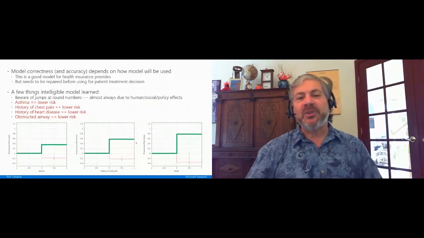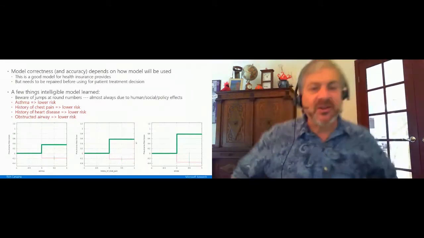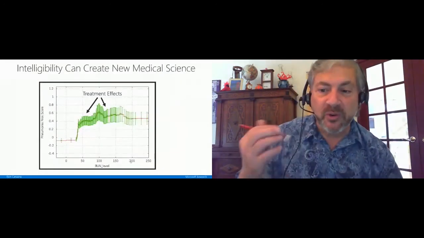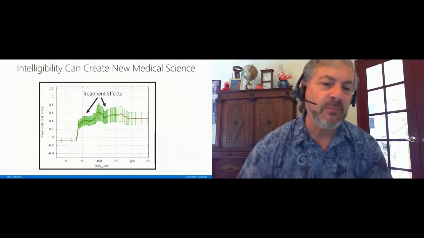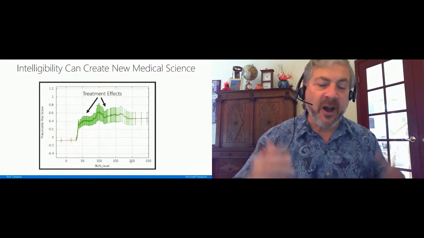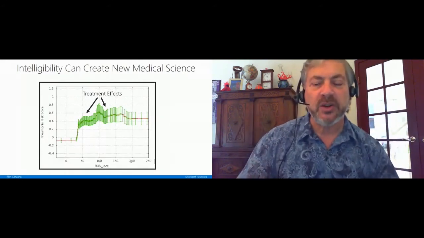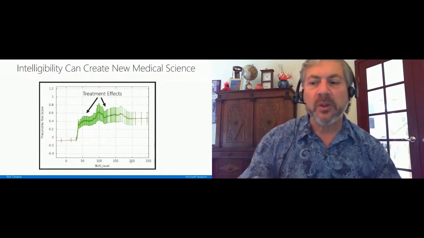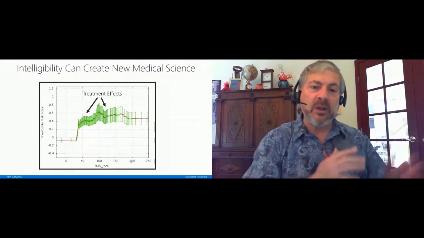Now, I've been telling you some terrible things that the models have learned. I want to show you that there's some beautiful things you can see in these models. 90% of what they learn is good. 5% is amazing new information. And then only maybe 5% of what the models learn is bad and needs to be corrected.